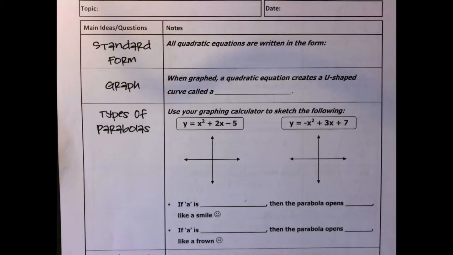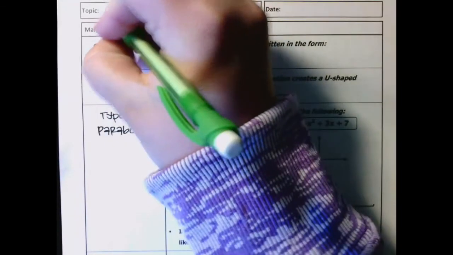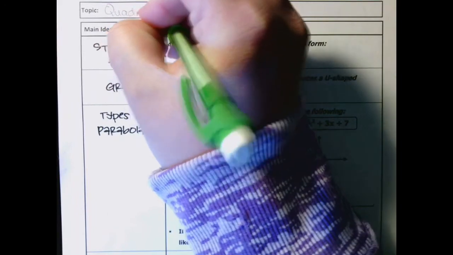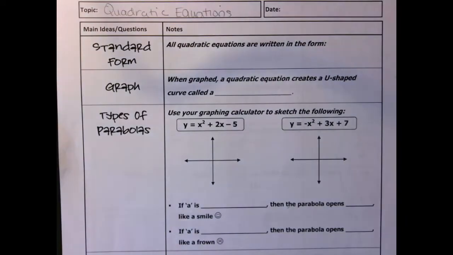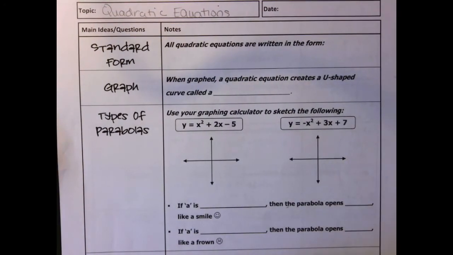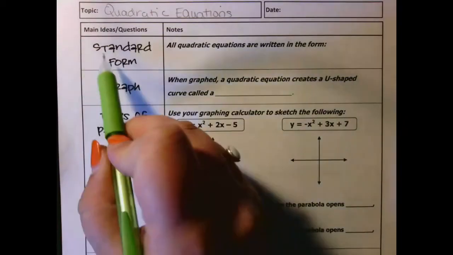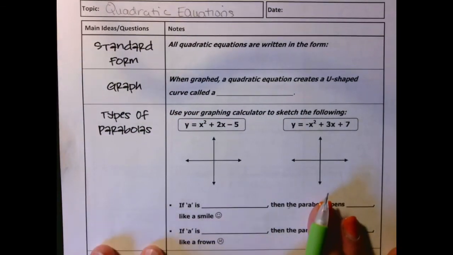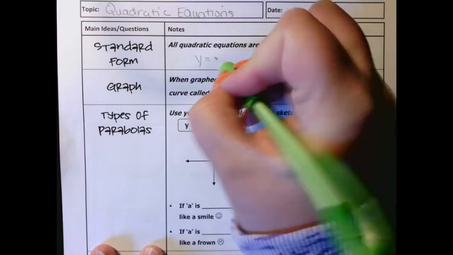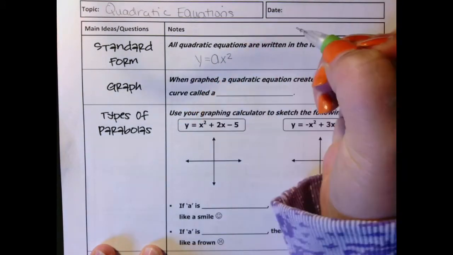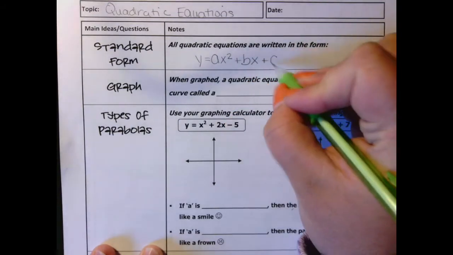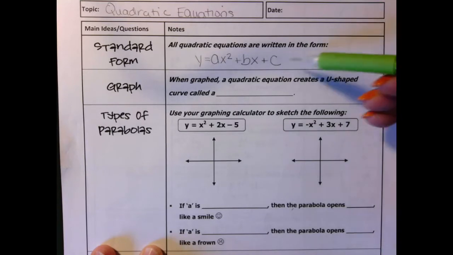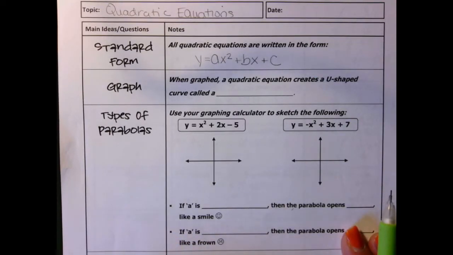Today we are moving on to Chapter 9. We are going to continue talking about quadratic equations. And then when we have a quadratic equation, it's going to be written in what's called standard form. And you guys have seen this before. It's going to be y equals ax squared plus bx plus c. So this is a quadratic equation written in standard form.